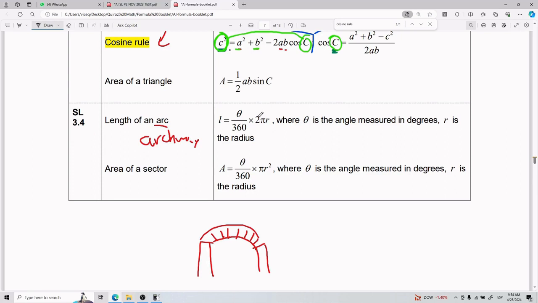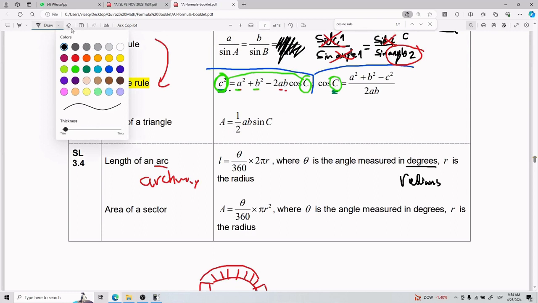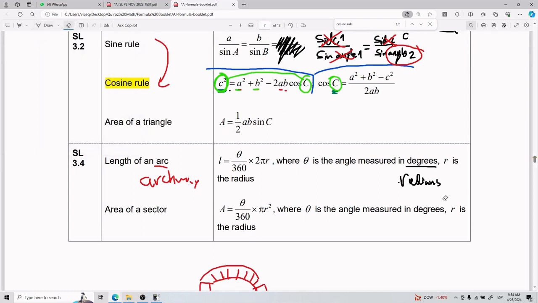What the heck is theta? What the heck is r? What the heck is pi? So theta, they tell us, is the angle measured in degrees. Okay, so it's just a normal way to call an angle. You also have radians, but for the IB AISL, I'm pretty sure we don't care about radians, all right? And they also tell you that r is the radius.